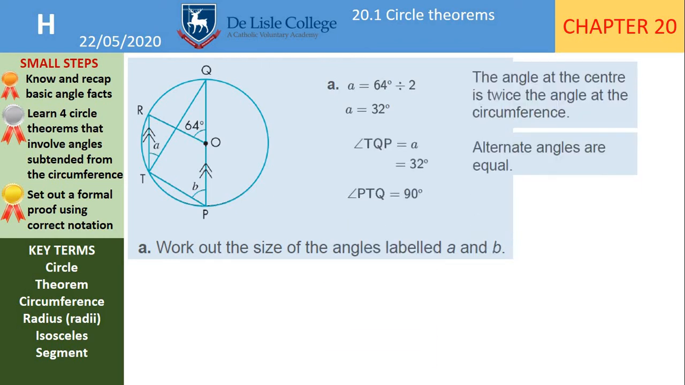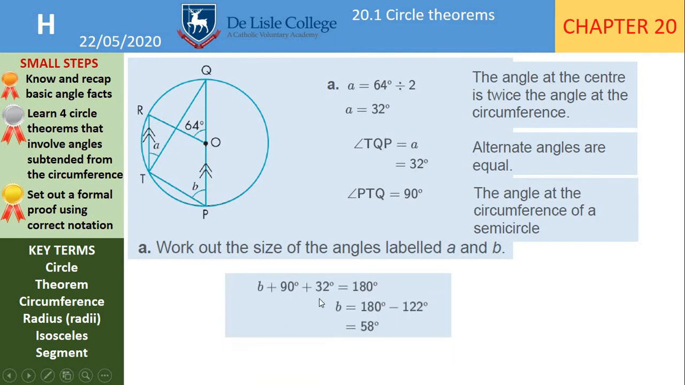And then we've got a diameter, so we know that this angle PTQ is 90 degrees. And then using allied angles, we know that A plus 90 and adding B is going to be equal to 180, which gives us B is 58 degrees.